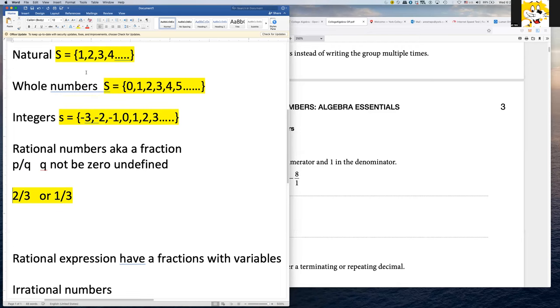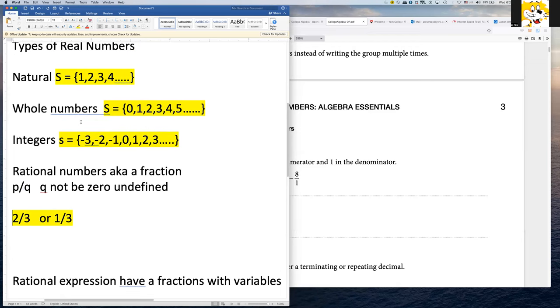All right, so let's do a little recap. Natural numbers are counting numbers: 1, 2, 3, 4. Whole numbers start with zero. Integers have negatives and zero. And so basically integers include whole numbers and natural numbers, right?